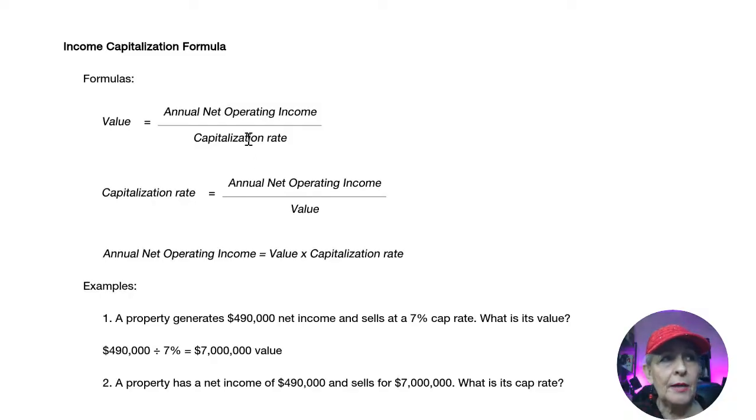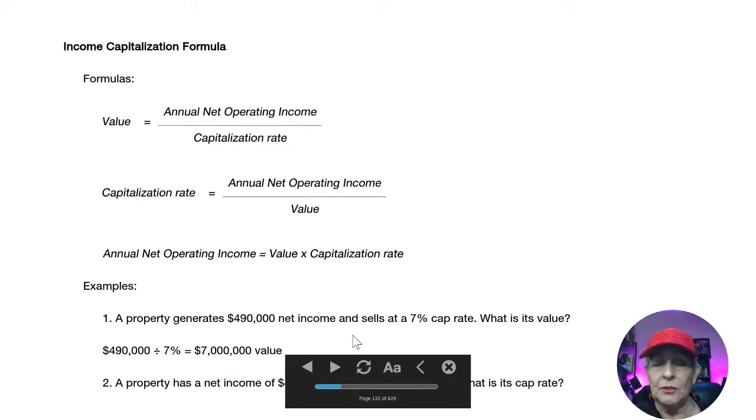So 490,000 divided by 7% or 0.07. Convert that to make it easier, or on your calculator. So that gives us $7 million value. So the value of that commercial property based on a 7% cap rate is $7 million.